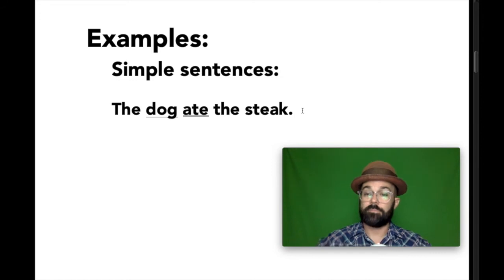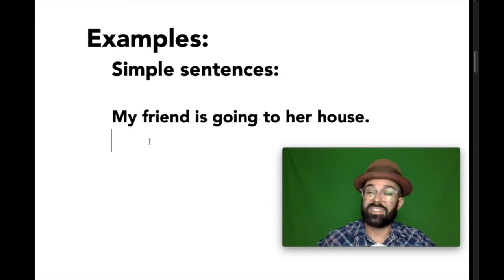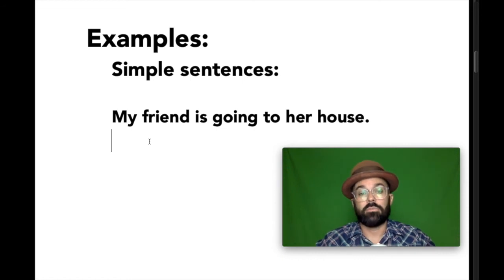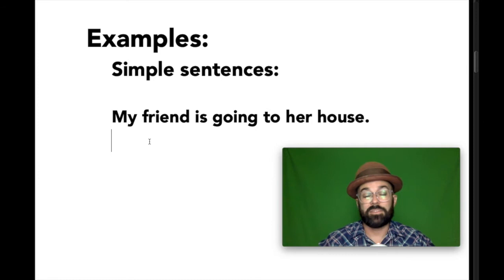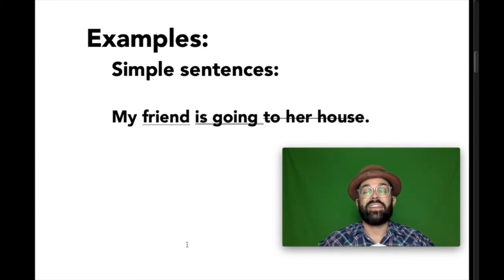Let's look at another. My friend is going to her house. Once again, we have a single subject, a single verb. We have a subject and a predicate, and this is a complete thought, a complete idea. It is a simple sentence. And now that I've marked it up, we see that it has a single subject, friend. It has a verb phrase, is the helping verb, helping the main verb going. And then we have a prepositional phrase at the end, to her house.